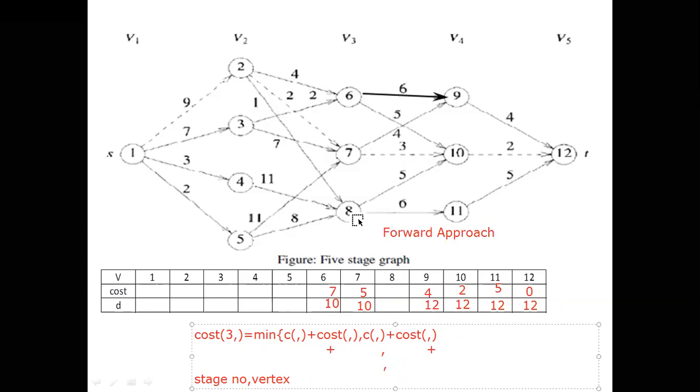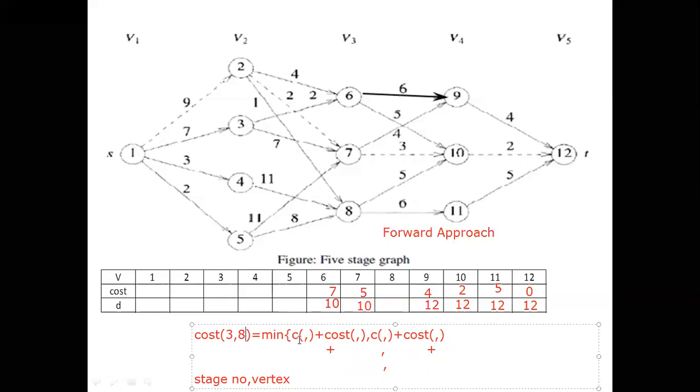Third stage, 8th one, right? Third stage, we have to calculate for the 8th one, 3, 8. From 8, how many edges are going? There are only 2 edges. One is to 10 and one is to 11. And this is 6. Do not confuse that it is 0, it is 6.